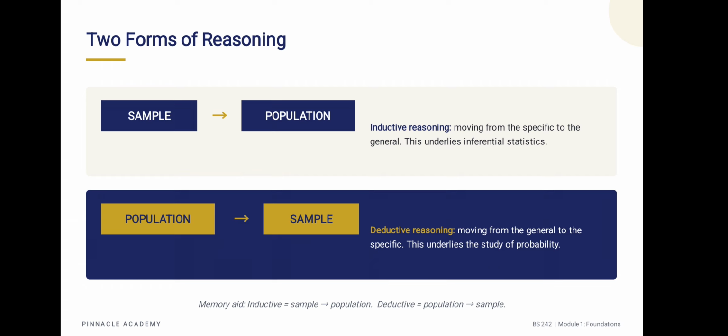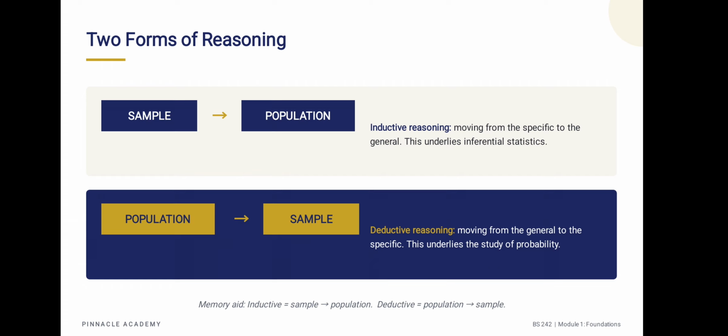So let's look at inductive reasoning. Inductive reasoning involves reasoning that moves from the specific to the general. In our language, that means moving from the sample up to the population, where you take a small piece of evidence and you reason upwards, outwards to a broader conclusion. This is the heart of inferential statistics.